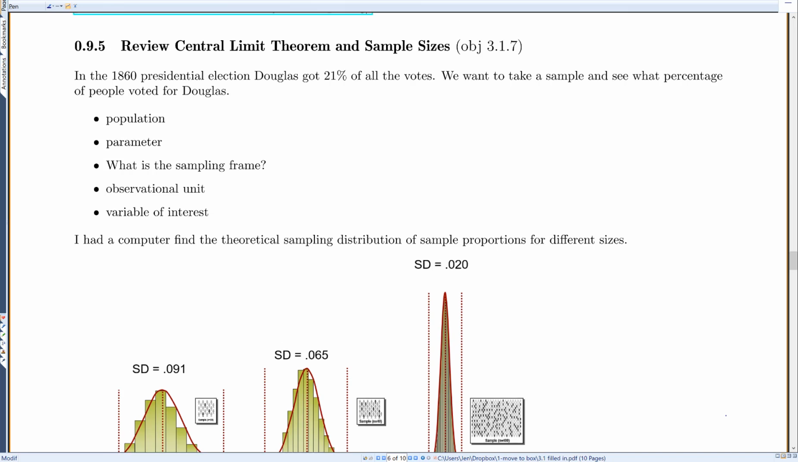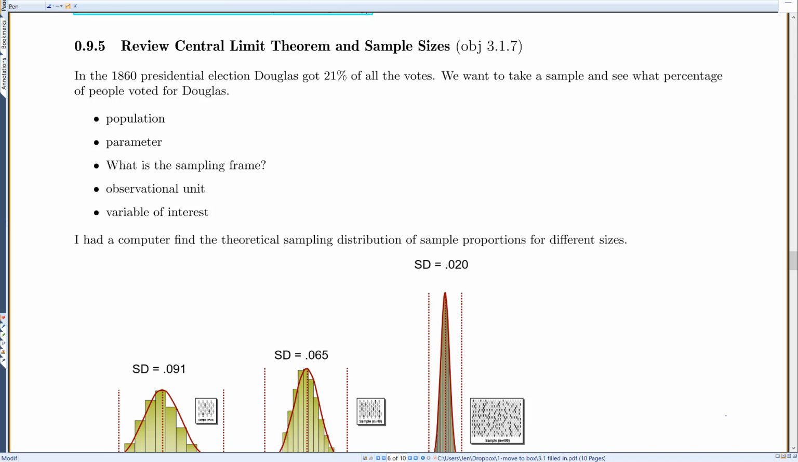So this is going to seem like we're still reviewing. There are a couple new points though that you might see show up on the homework or exam, so make sure you're still paying attention. So we're kind of reviewing the central limit theorem and our sample sizes. So in the 1860 presidential election, Douglas got 21% of all the votes. We want to take a sample and see what percentage of people voted for Douglas.